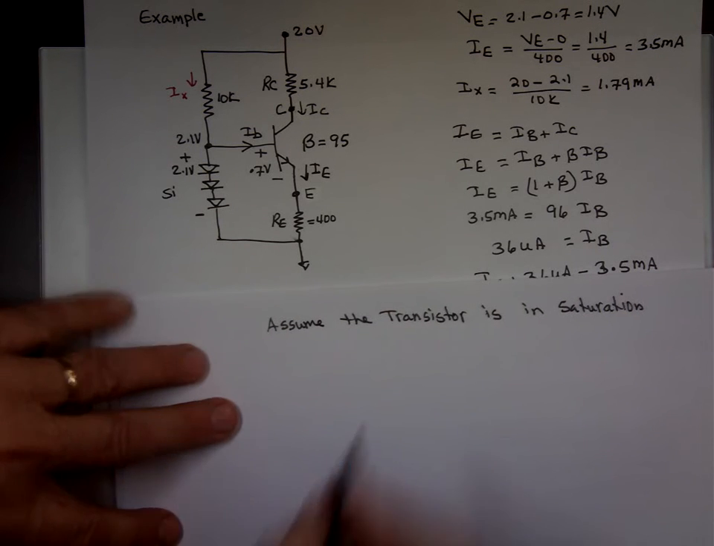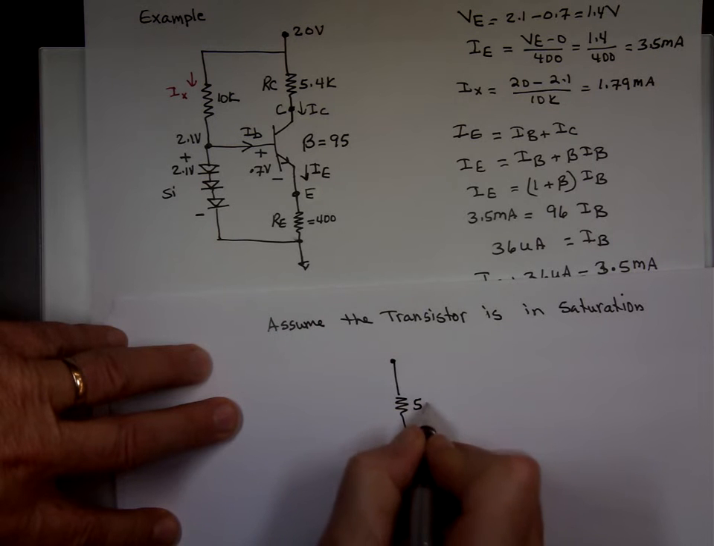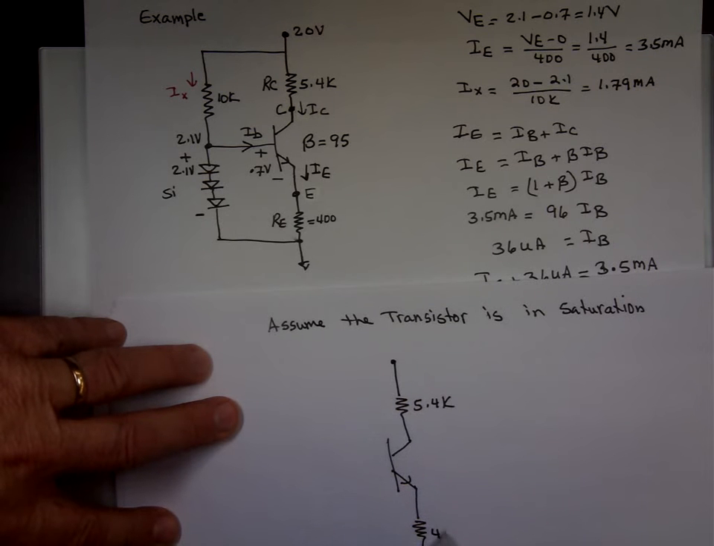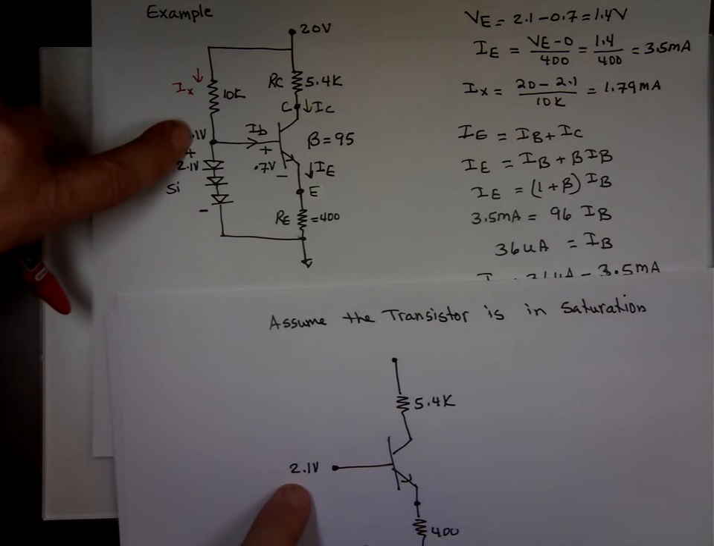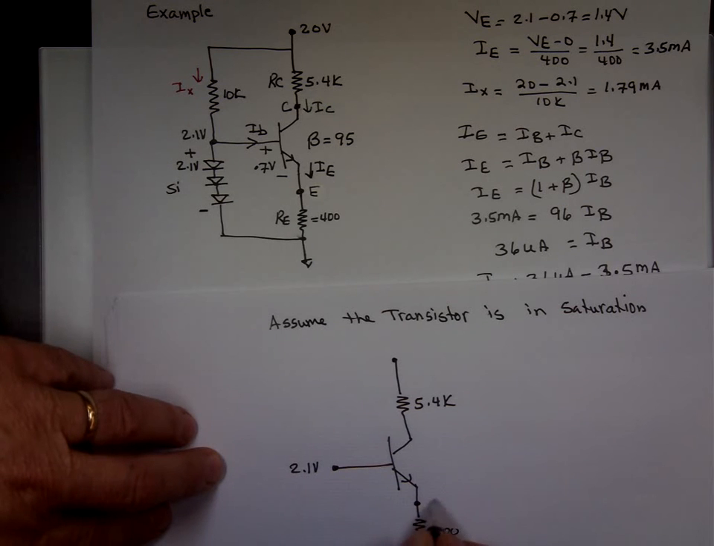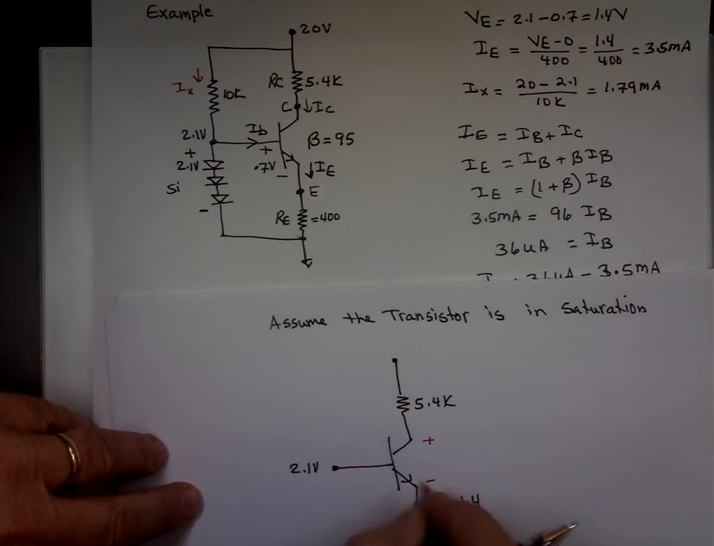If it's in saturation, this is what we know. Same circuit, 400 ohms. We said this voltage here, 2.1 volt. From the previous case, we did that here. We said this voltage here is 1.4. That's VE here. If you are in saturation, that means the voltage here for silicon is 0.2.